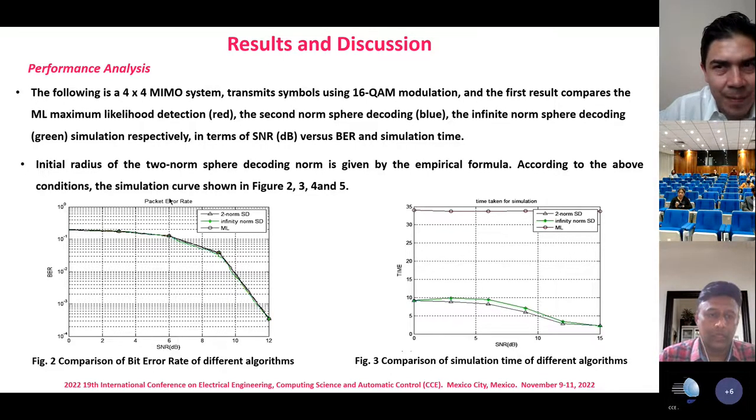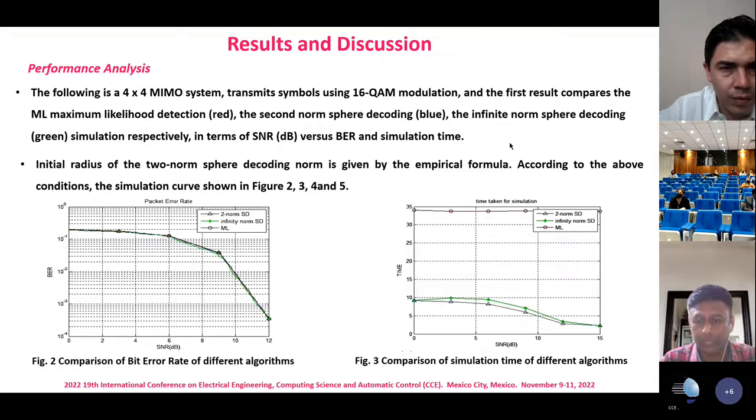Okay. Here, this infinite norm SD, which is the proposed one, is compared with the two norm SD and ML, maximum likelihood detection. This is done for 4x4 MIMO using 16 QAM, quadrature amplitude modulation, where you see SNR versus BER, and Figure 3 is the comparison of simulation time of the different algorithms. What we achieved is performance the same as the existing algorithms, but with less complexity than the other algorithms.